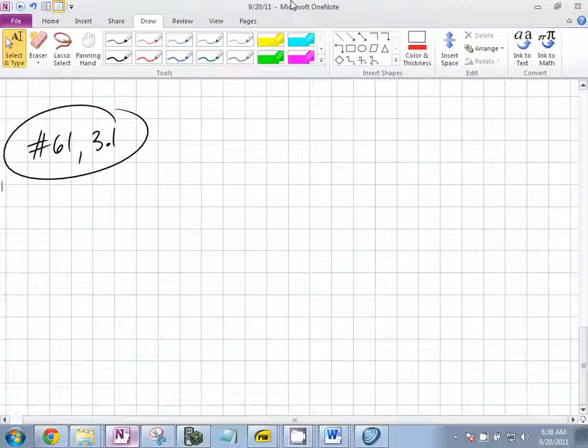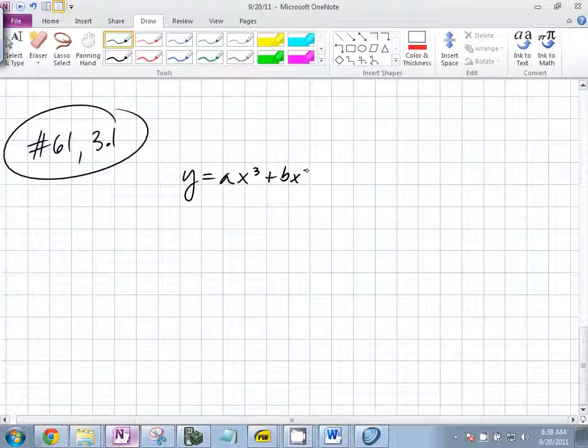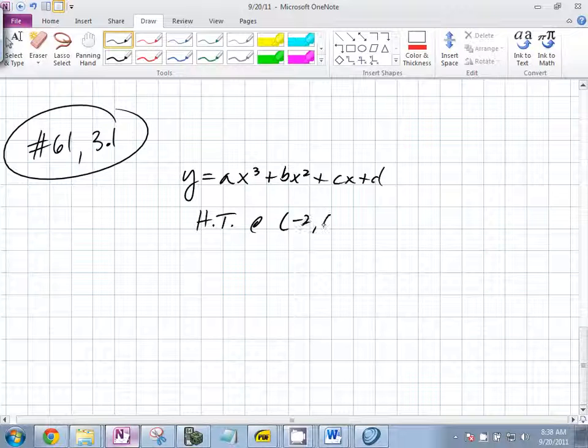Find the cubic function y equals ax cubed plus bx squared plus cx plus d, whose graph has horizontal tangents at (-2, 6) and (2, 0). What does a horizontal tangent mean? It means the derivative evaluated at that x value equals 0. So what's the derivative of this function?